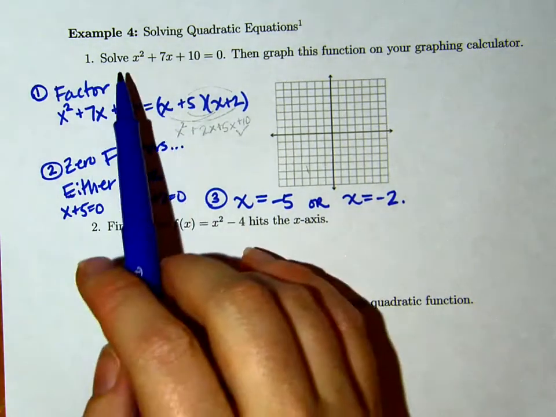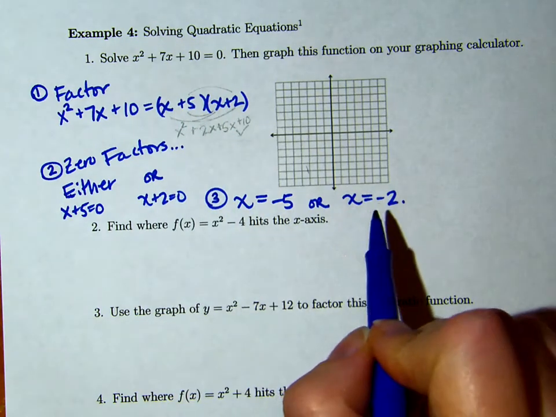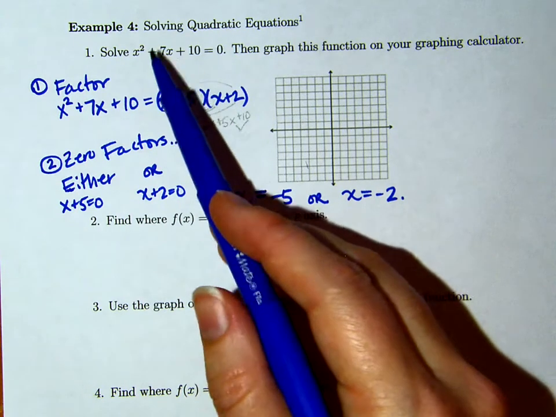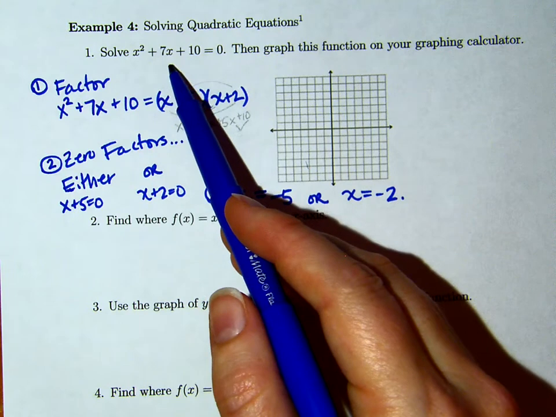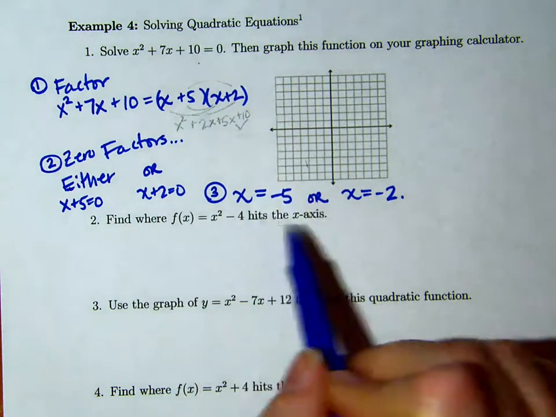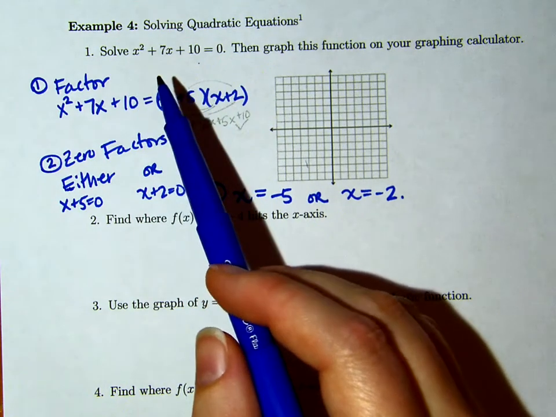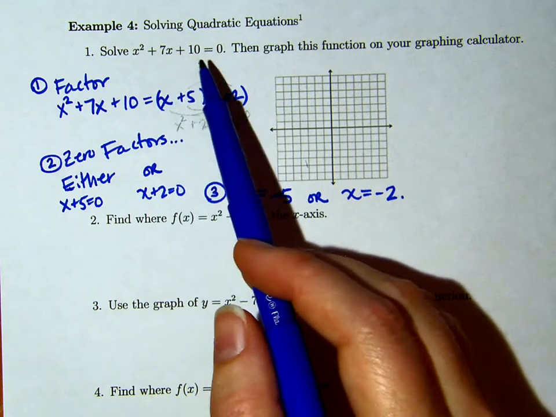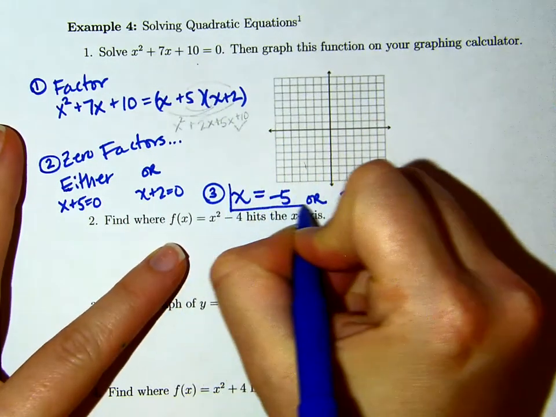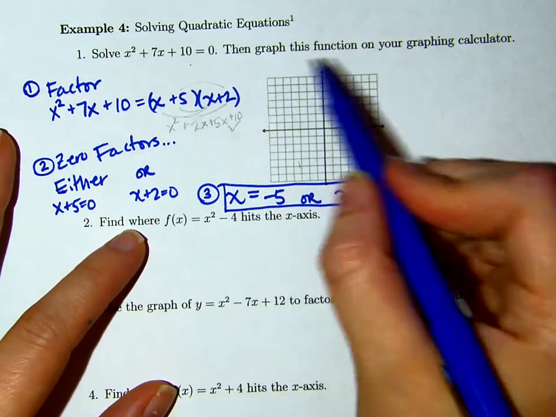Okay, so we just solved this equation. We say that when x equals -2, so -2 squared is 4, and -2 by 7 is -14. 4 minus 14 is -10. -10 plus 10 makes 0. And we said the same thing will happen if you plug in -5. -5 squared is 25. 25 minus 35 is -10. -10 plus 10 is 0. Okay, so here are our solutions. And then it says graph this function.